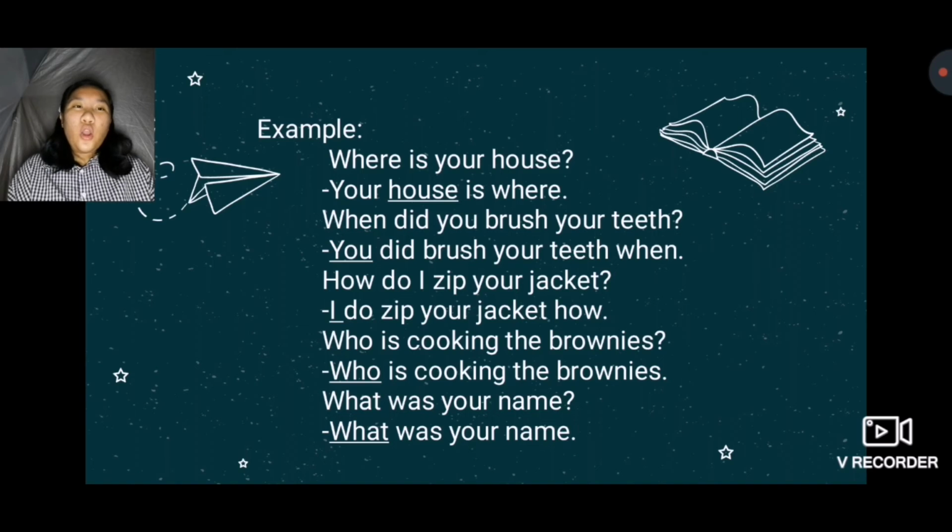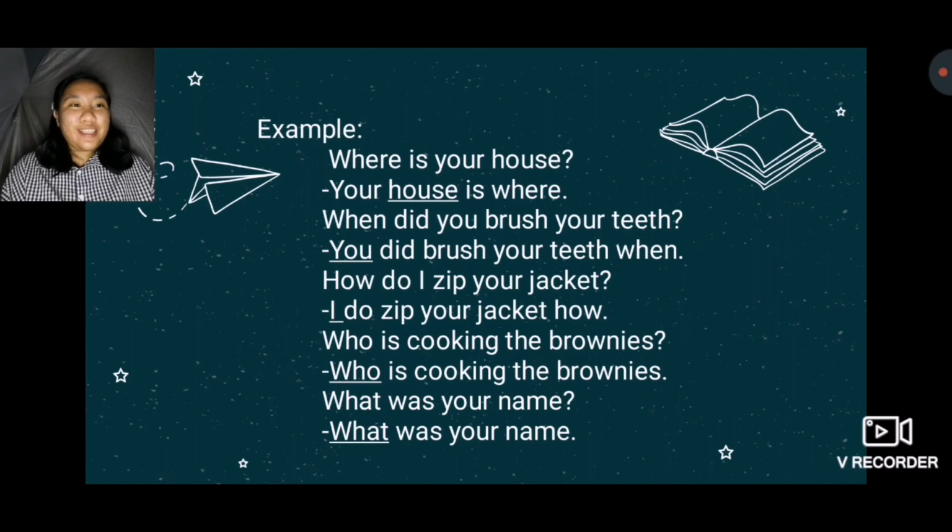Second, when did you brush your teeth? If we turn this into a statement, the result will be you did brush your teeth when? And the word you will be our subject. Next, how do I zip your jacket? If we turn this into a statement, the result will be I do zip your jacket how?